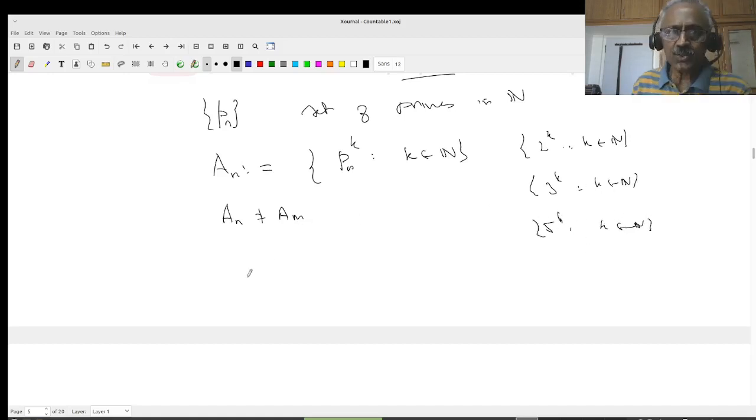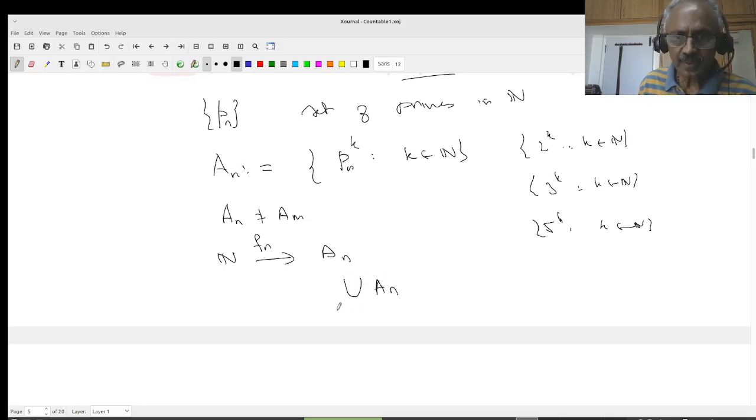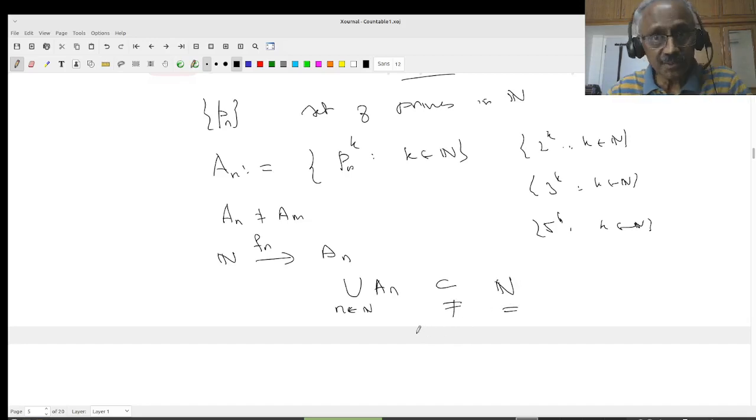Now each one of these, we know that for each n there is a bijection. They have the same cardinality, right? There is a bijection f1. Now notice that if I look at the union of A_n as n varies, this is still a proper subset of N. How many A_n are there? Infinitely many A_n, because the set of primes is infinite, and they are pairwise disjoint, right?